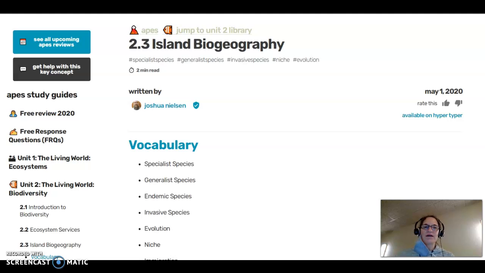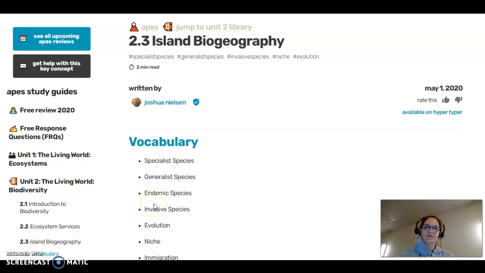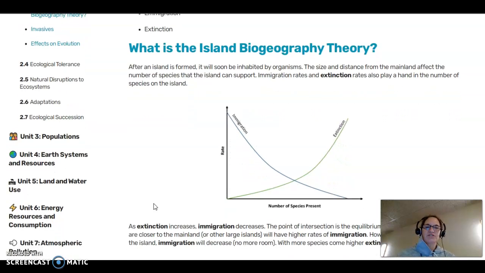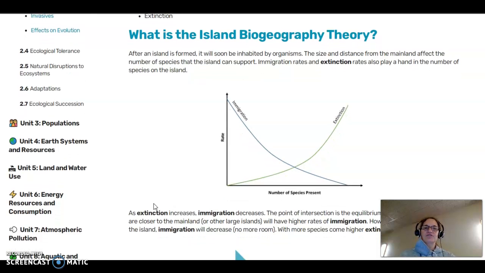When you're talking about island biogeography, and hopefully you guys picked up on this, mainly what I wanted you to take away from it is, first of all, what is island biogeography? What is the theory of that? It ties into biodiversity, it ties into succession, especially primary succession, because after an island is formed, it soon will become inhabited by organisms, and that's a very long process.